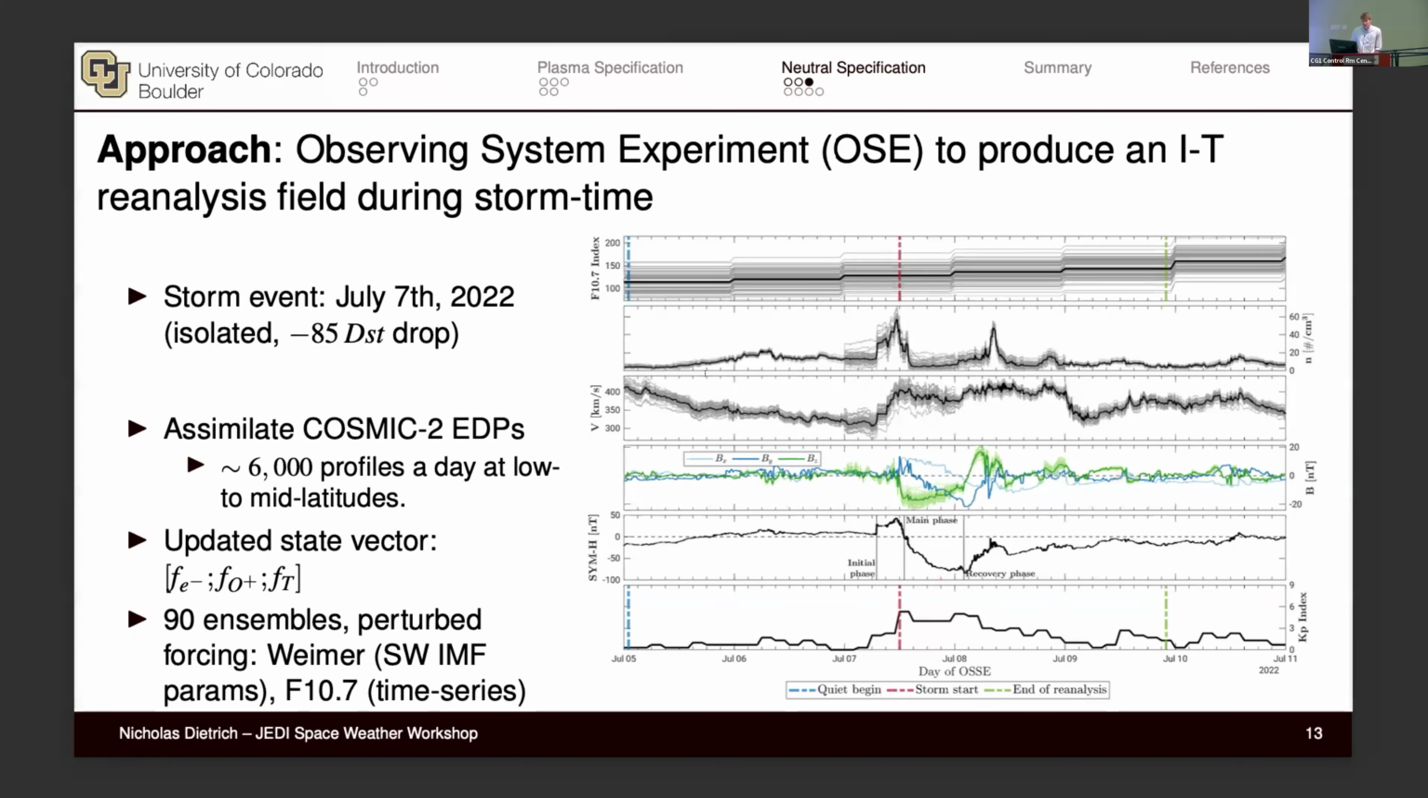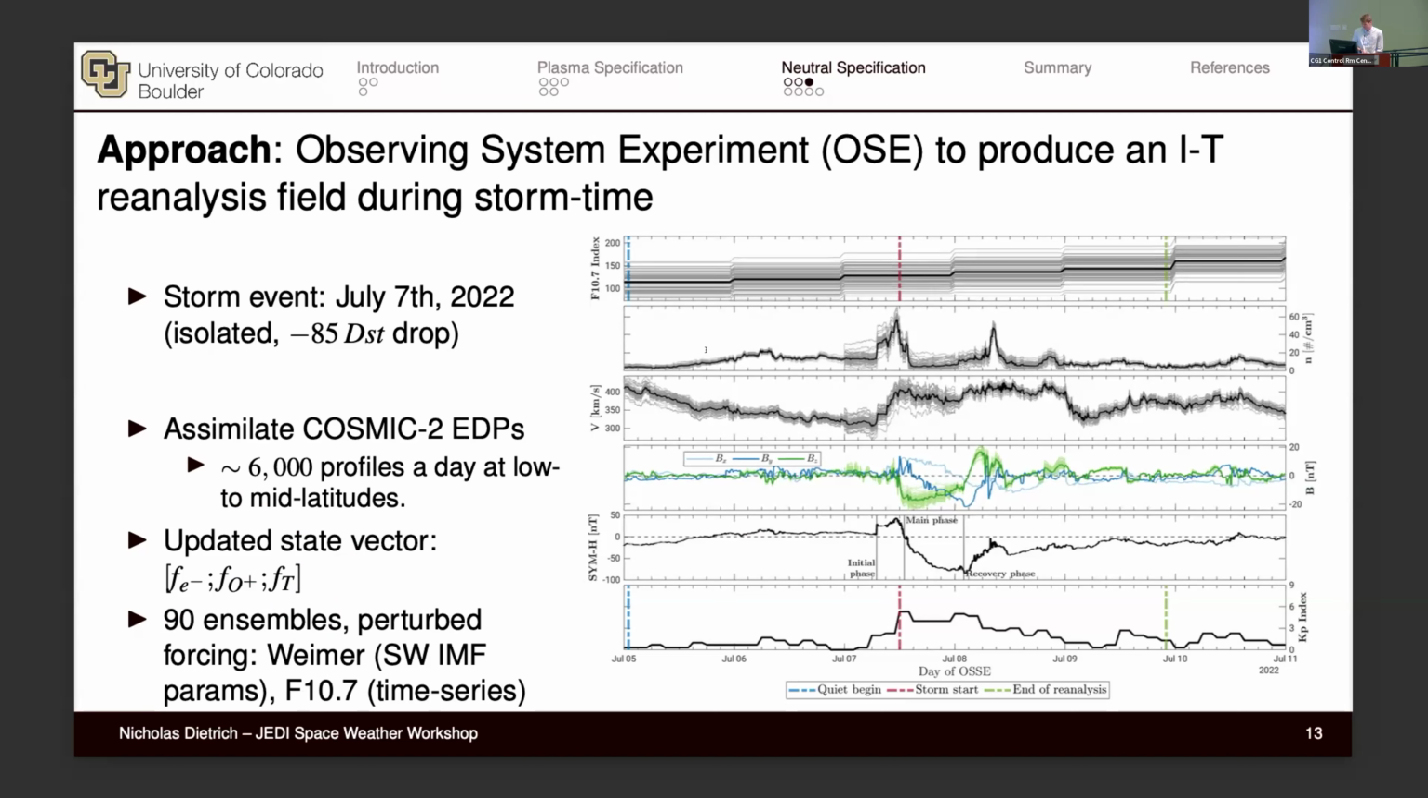And for this, since 2022, we'll be assimilating COSMIC-2 electron density profiles, where we do have way more observations than in COSMIC-1, but they are limited to only the mid and low latitude coverage. And then I want to note that our updated state vector is going to be these plasma states, and really the important one is going to be this neutral temperature, which is a very critical parameter for describing the upper atmosphere.